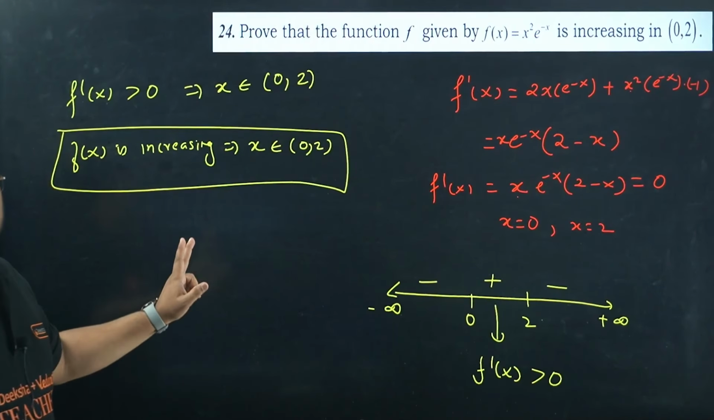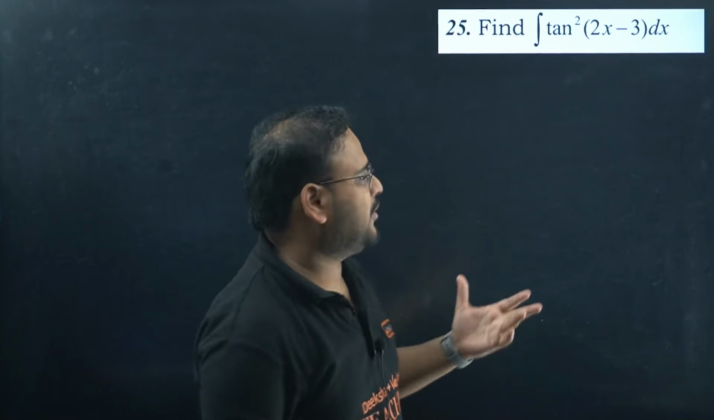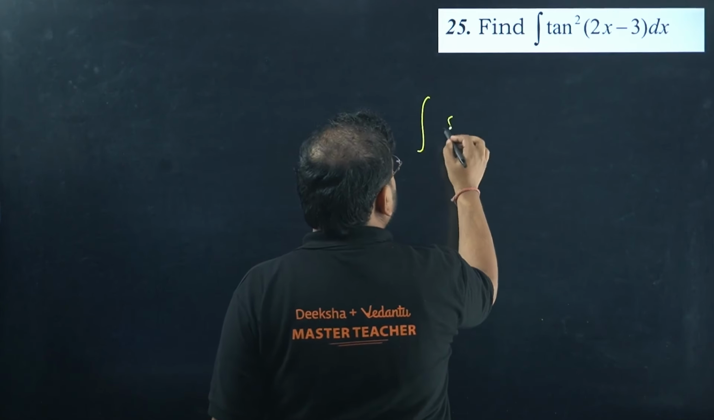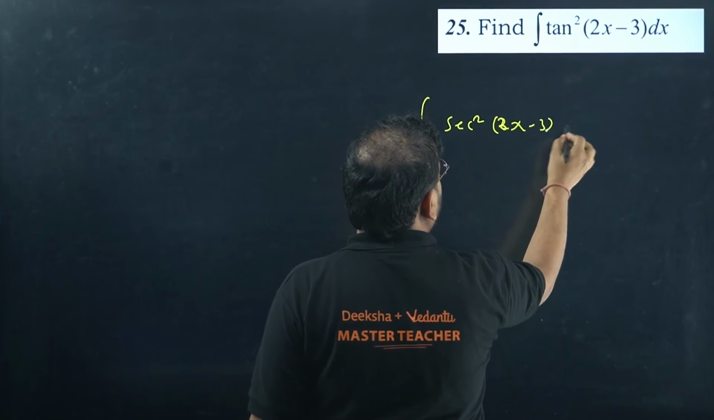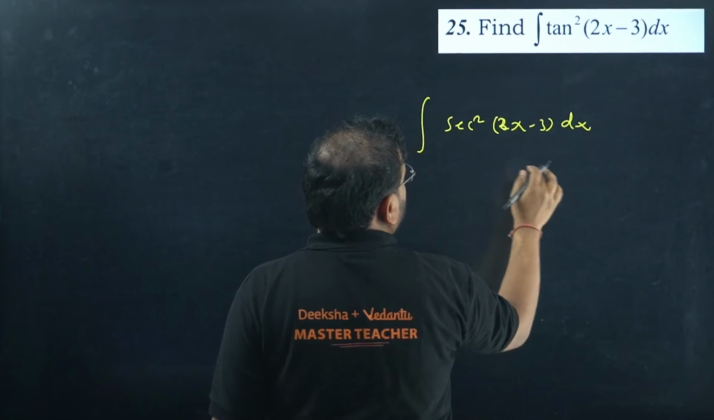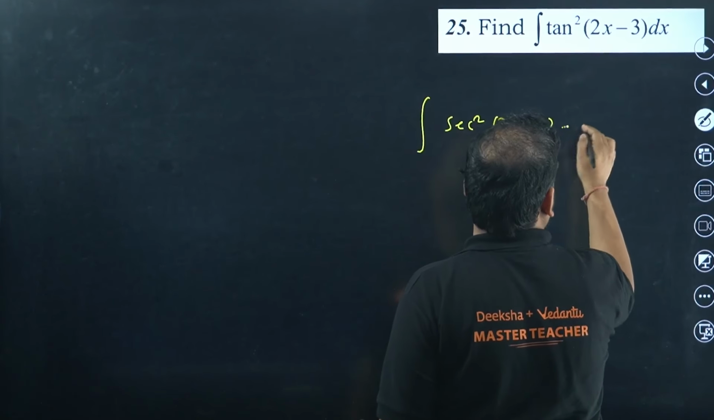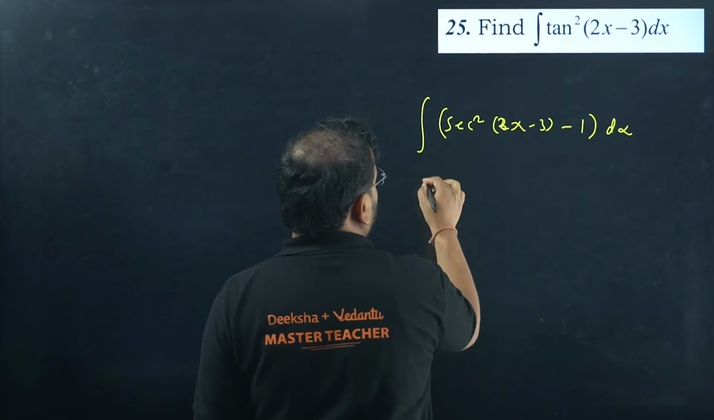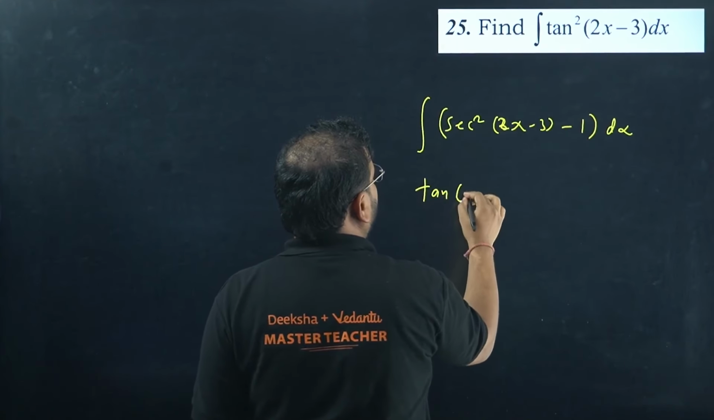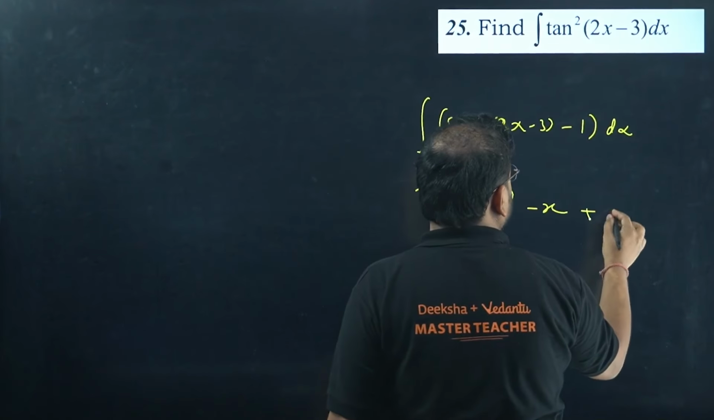One more time. Find the integration of, this is a very simple problem, I think you all know it very well, secant square of (2x minus 3) dx. Excuse me, my bad. Minus 1 will also be there, no? Minus 1 dx. Integrate secant square, and you'll get what? tan(2x minus 3) by 2 minus x plus c. That's your answer.